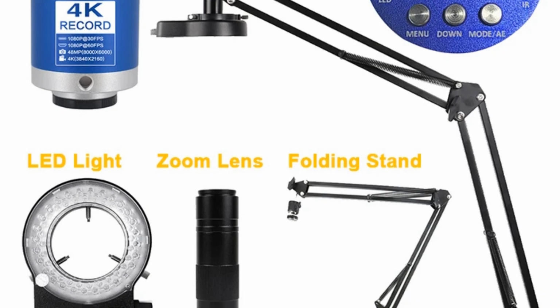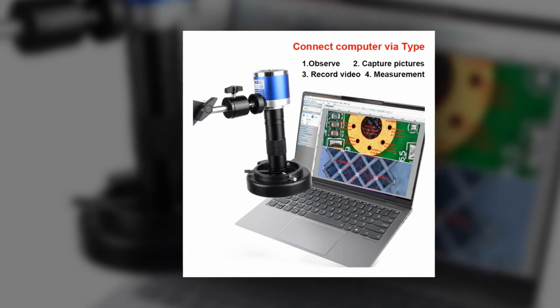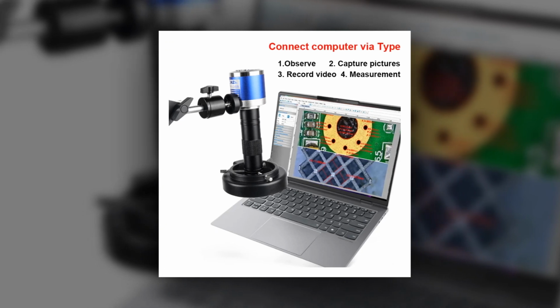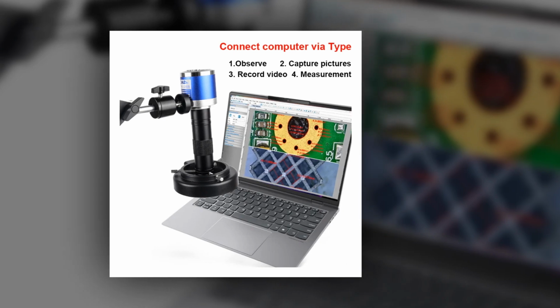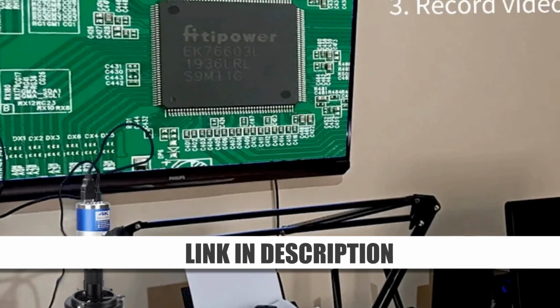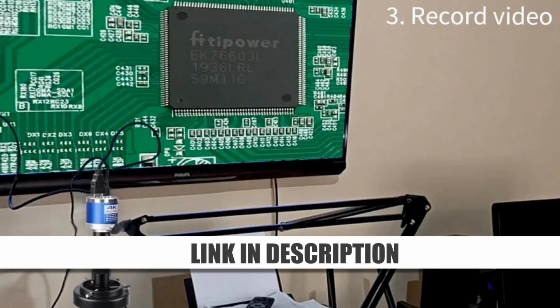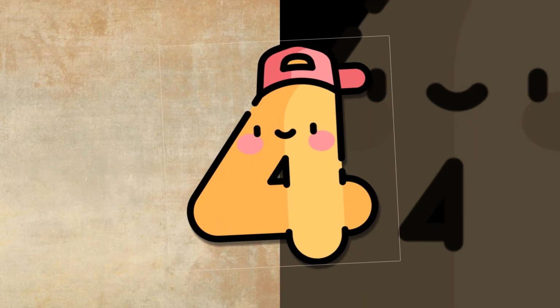The included ring light ensures uniform illumination, reducing shadows for a clear view of fine details. Its compatibility with Type-C and HDMI outputs makes it versatile, allowing connections to various devices for a seamless workflow. Whether you're a hobbyist or a professional, this microscope elevates your precision and efficiency.